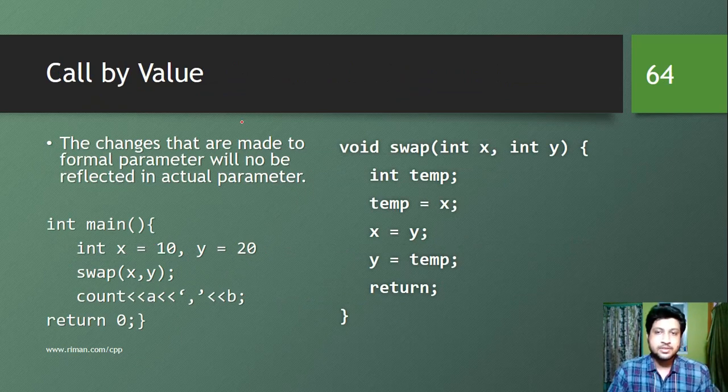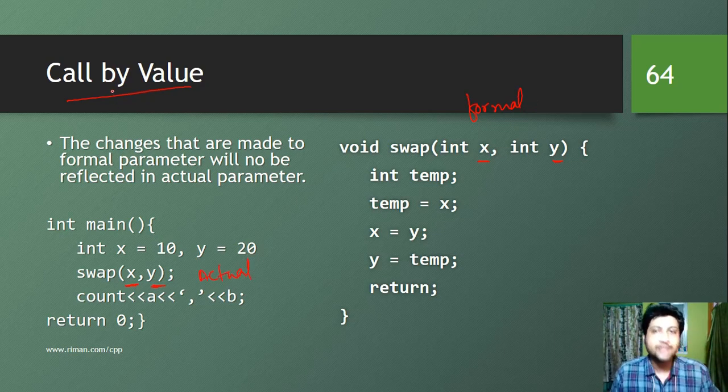Now we have three different methods by which we can pass values to a function. They are called call by value, call by reference, and call by pointers. We will learn all of them now. In case of call by value, the changes that are made to the formal parameters will not reflect in the actual parameters. That means these x and y are the formal parameters here, and these x and y are the actual parameters here.